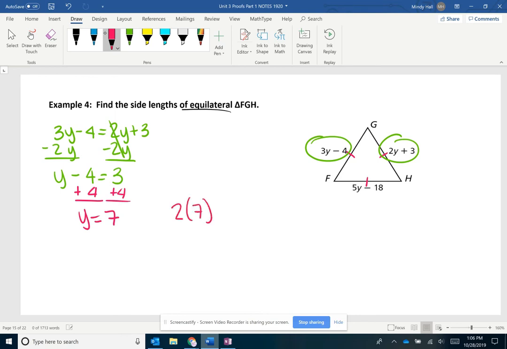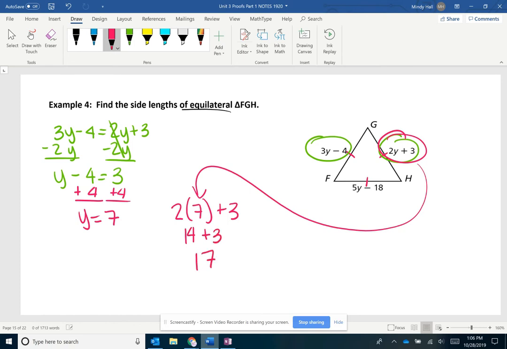2 times 7 plus 3. We're just taking this equation and plugging in. 2 times 7 is 14, plus 3 gives us 17. So our side lengths are 17 each. And if you want to check your work, just plug it into another one and you should still get 17.